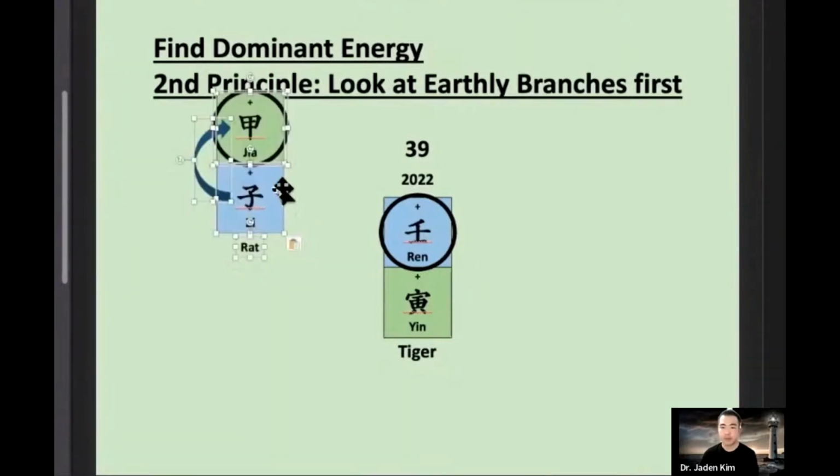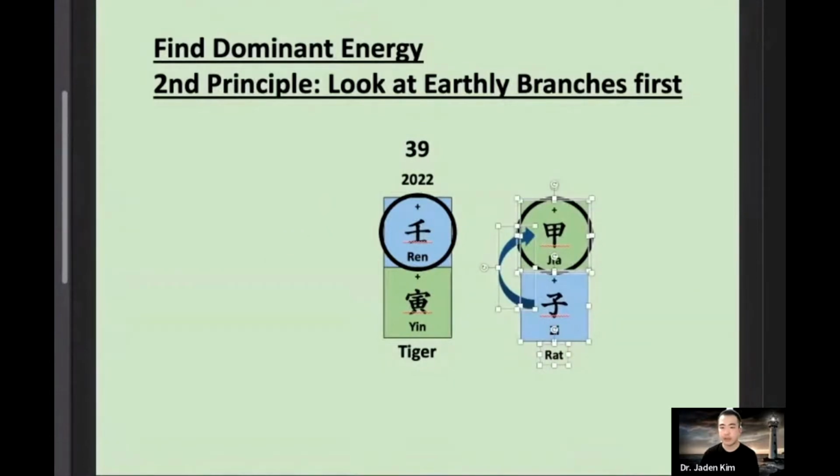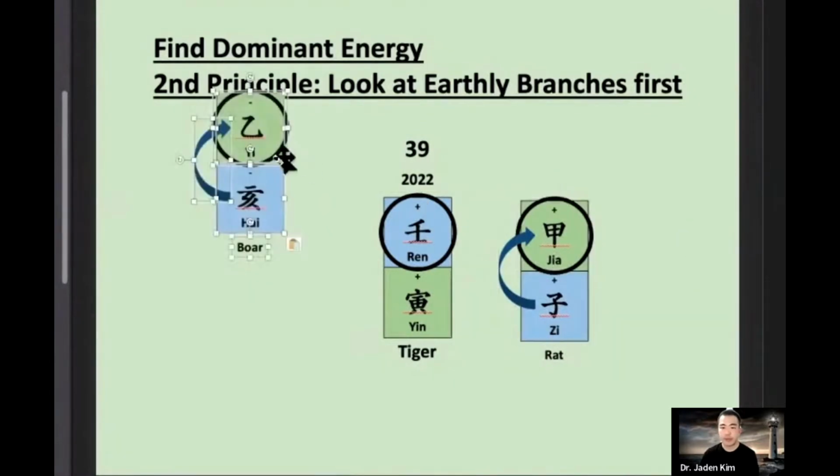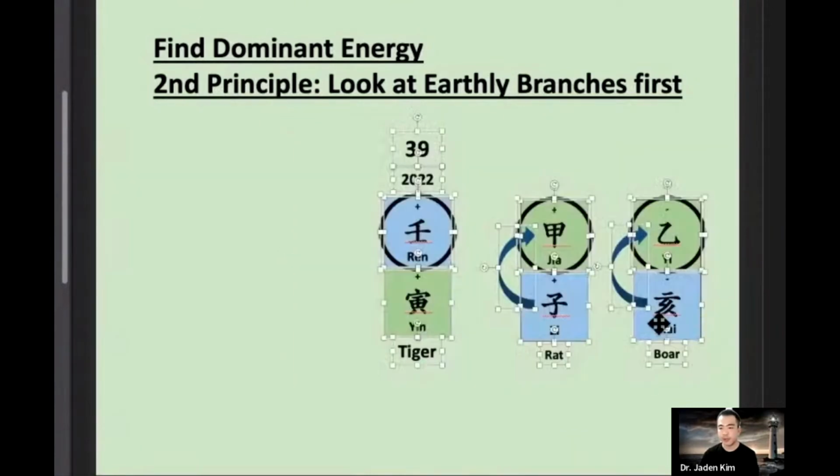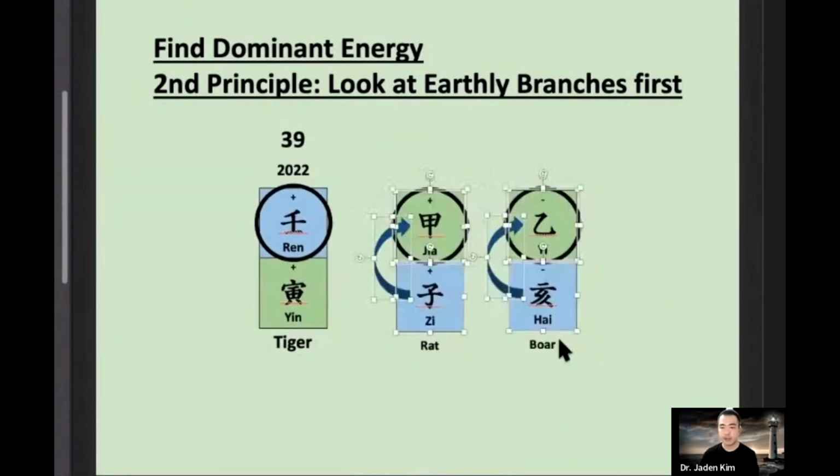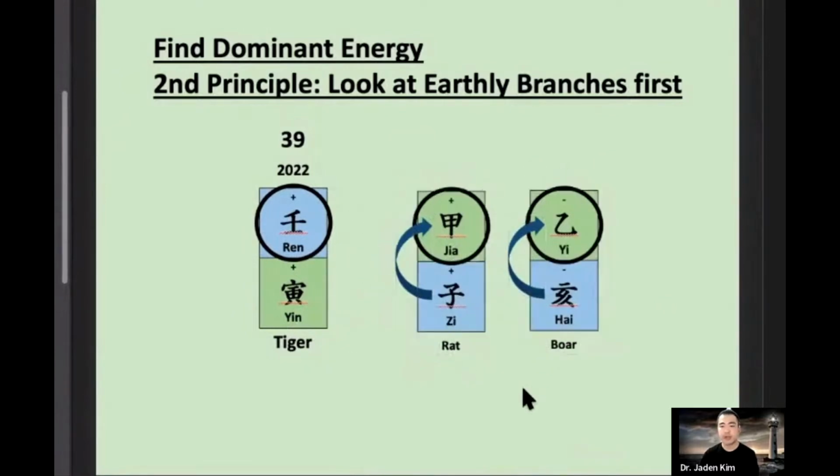This is kind of similar energy as 2022, and this is also similar. Let's compare. These three pillars share the similar energy flow. The first one, the rainwater tiger, water generating wood. The second one also water generating wood. The third pillar also water generating wood. Same energy flow, but can you figure out what is the dominant energy in each pillar?